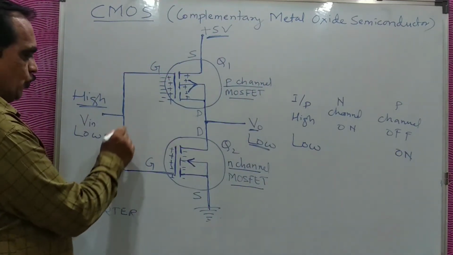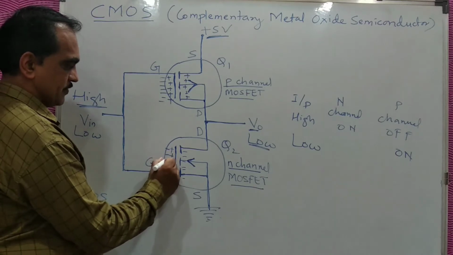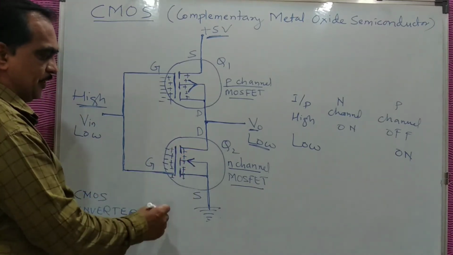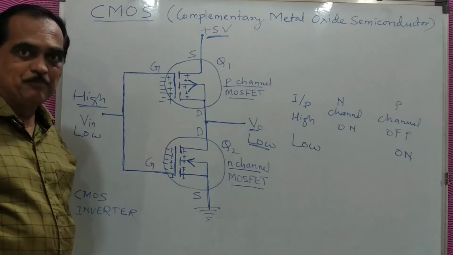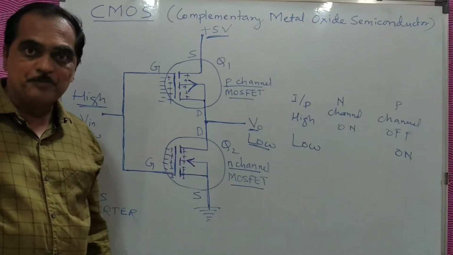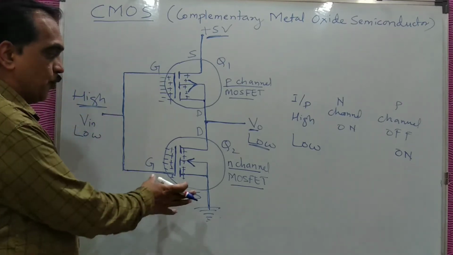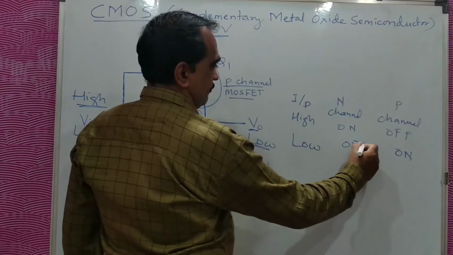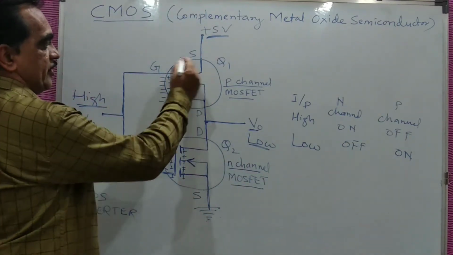Similarly, the low voltage you give here is minus. This side will become plus. Once this side becomes plus, it is depleting the electrons, so there is no channel between source and drain and no current flows. This is off. So the N channel will become off. So this one is off and Q1 is on.